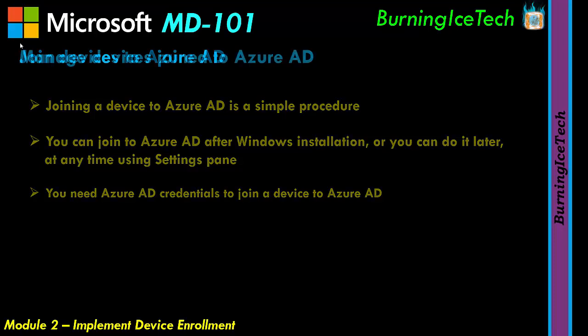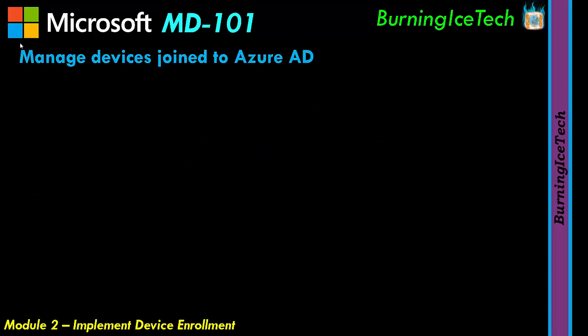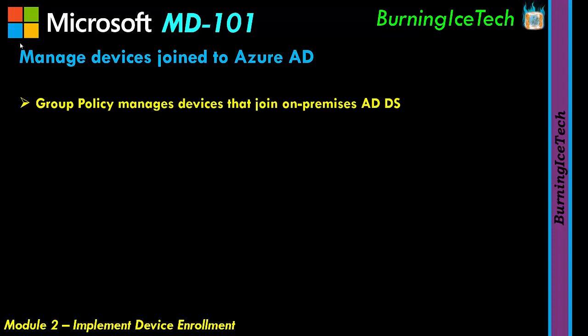All right, let's talk about managing devices that are already joined to your Azure Active Directory. So group policy manages devices that join an on-premises Active Directory Domain Services. Group policy is something we've had for probably decades by now. And if any one of you guys are familiar with group policies, you probably know already. Group policies allow you as the administrator to configure over 3,000 settings on someone's machine. Now you can either do this locally on a machine individually, but nobody does that because there's no real reason to do it like that.